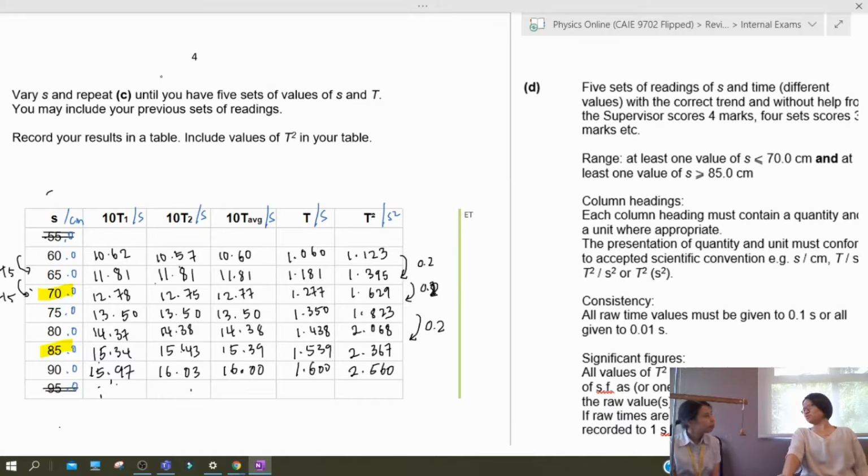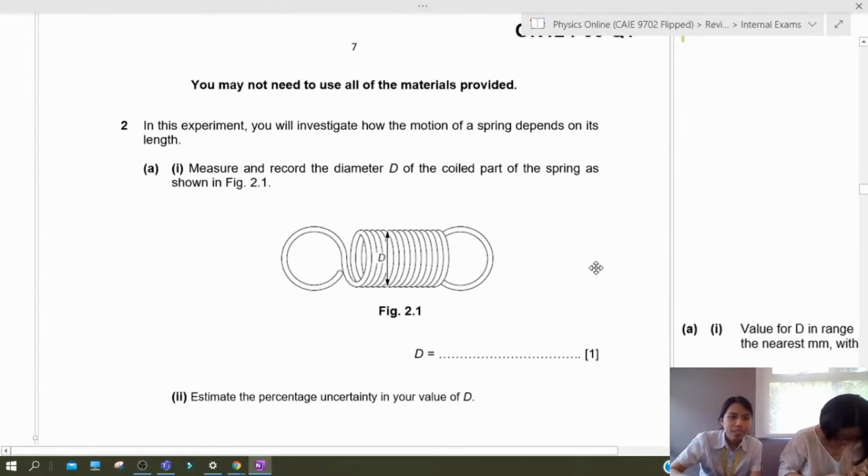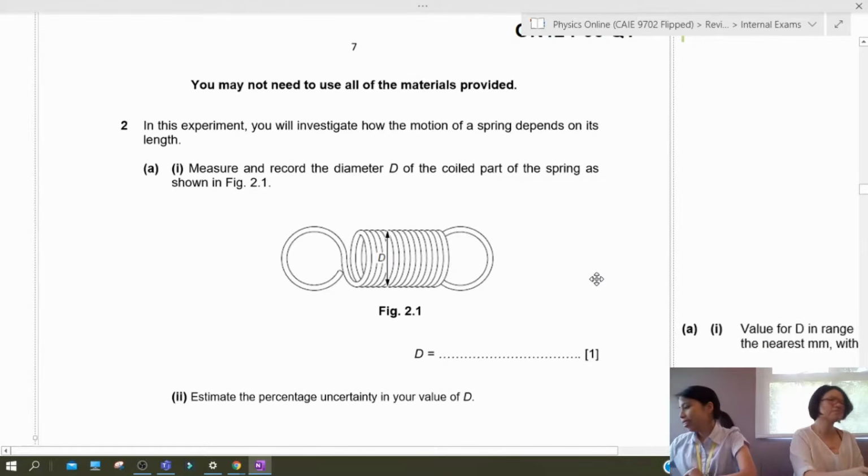We're going to move on to experiment 2, shall we? Okay. Got time? Can lah. Don't know. Experiment 2 very fast one. Just ding dong ding dong. Okay, here is question 2. We have a spring. The same spring, lah.